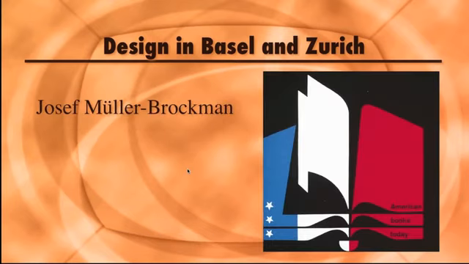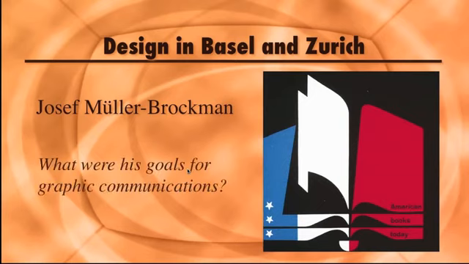Josef Müller-Brockmann was a leader in the theory of the movement. His messages are as current today as they were then. This poster for the American Books Today catalog shows a very clear message using shapes to signify books and colors used to signify the country of their origin. I want you to do a little research and tell me, what were his goals for good graphic communication?